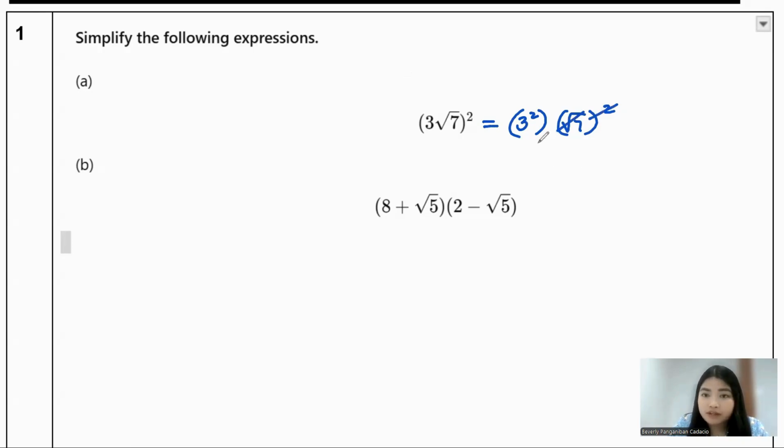So it will just become 7, but 3 squared will become 9, and they are multiplying to each other. Then you have 7 here. The final answer will just be 63.